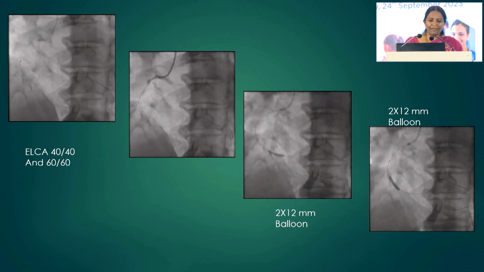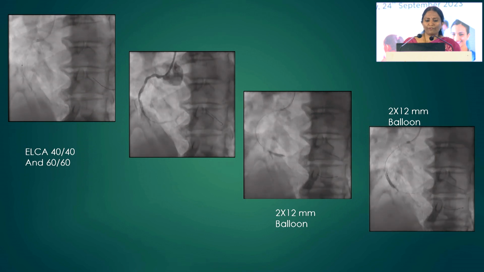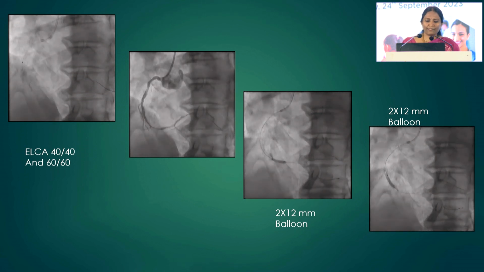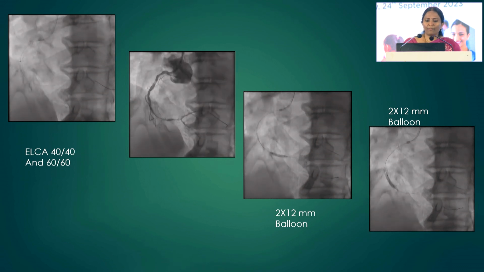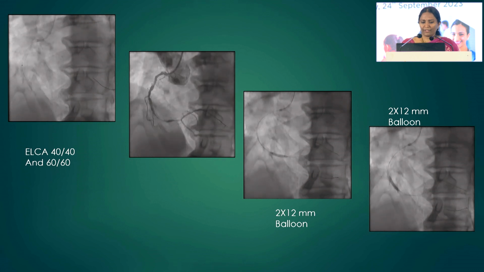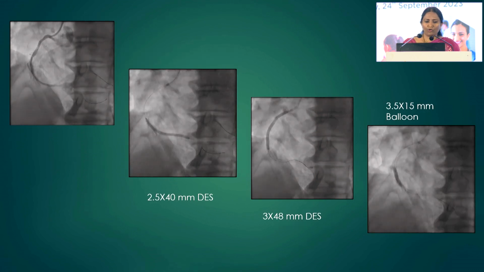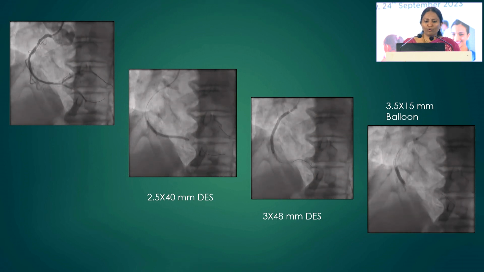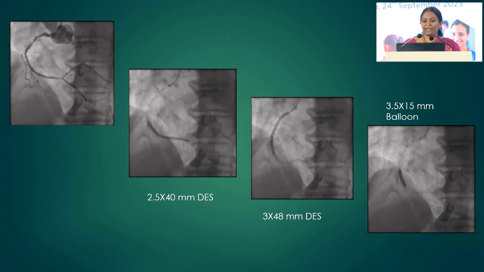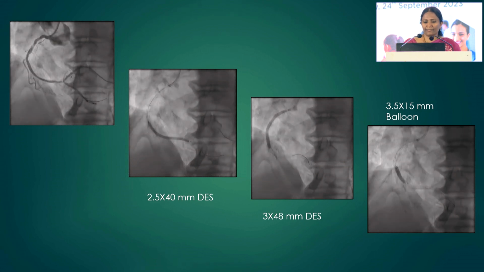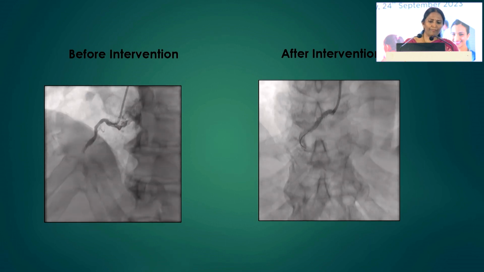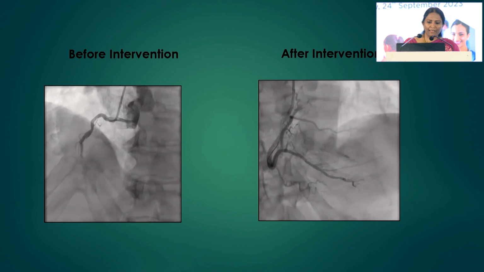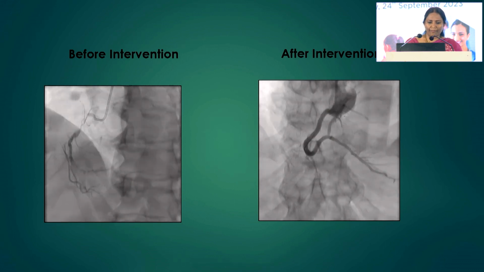Then the ELCA was advanced. Initially 40 fluence and 40 frequency, and next 60 fluence and frequency was used, and then we were able to pre-dilate with the 2 millimeter balloon thoroughly, and also a 2.5 millimeter balloon, and we were able to deploy a 2.5 by 40 millimeter DES distally and a 3 by 48 millimeter DES in the proximal segment. This is the pre-intervention image, and this is the post-intervention image.